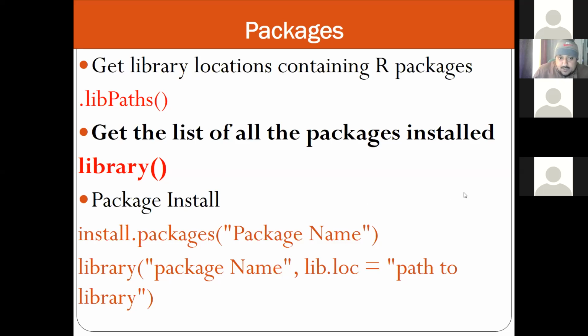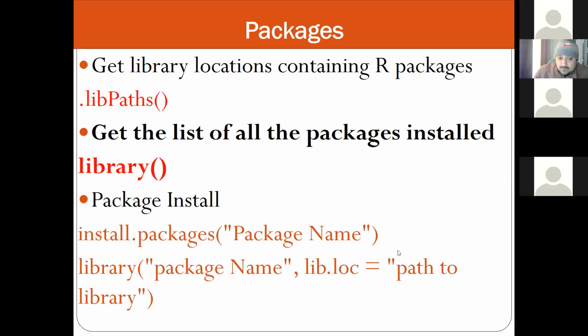If you want to install some packages, you have to write some code. This code is install.packages. The particular function is install.packages, and in the brackets, within double quotes, you have to mention the package name. For example, if you have to install the neural network package, then you mention the package for the neural network here.